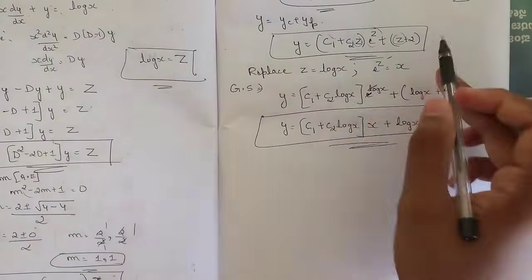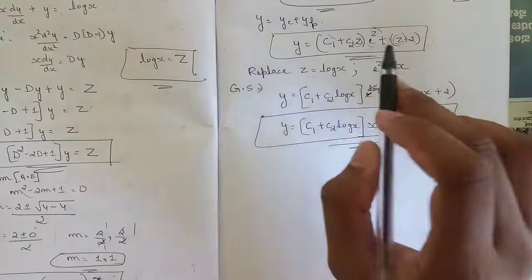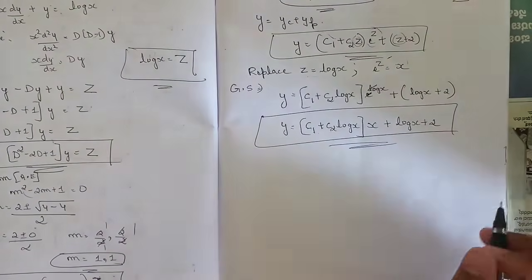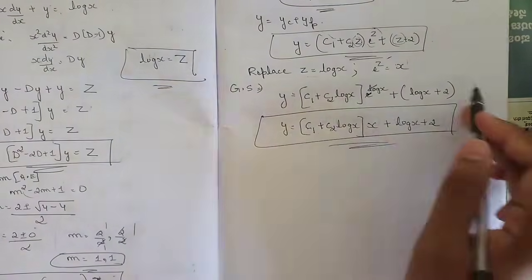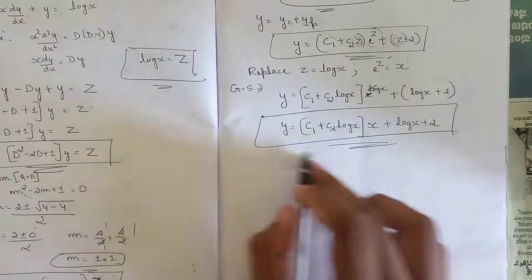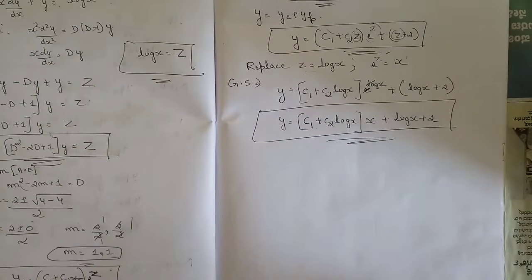So the earlier one is not your final general solution. After that step we need to replace, wherever there are z and e power z terms, by log x and x respectively, then substitute those values, and after a few simplifications write the final general solution. In this way we need to solve these problems.